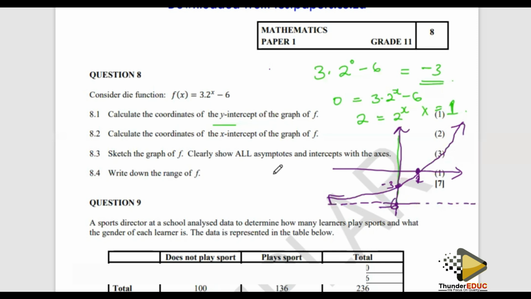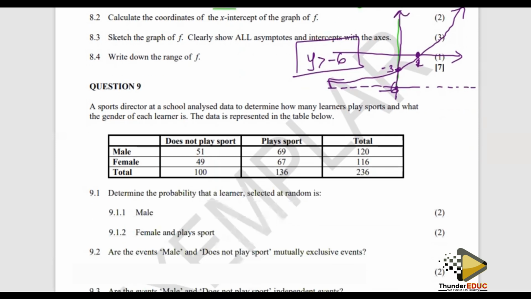Then they want us to write down the range. Range, we said y values. We use the asymptote. So y is greater than -6. Guys, that is question number 8.